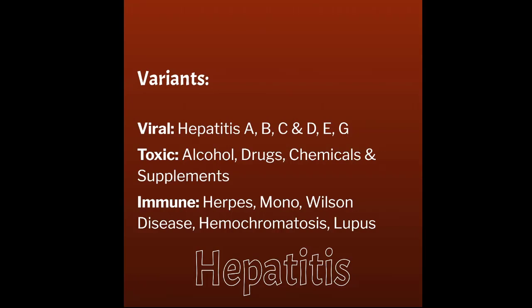Wilson's disease is a copper storage issue. So there's just too much copper being stored within the liver, which is irritating to the liver. We have hemochromatosis, which we're actually going to talk about in a little more detail, but this is too much iron within the liver. And then lastly, lupus, which is a systemic autoimmune disease, and it can cause the body to attack the liver cells as well.